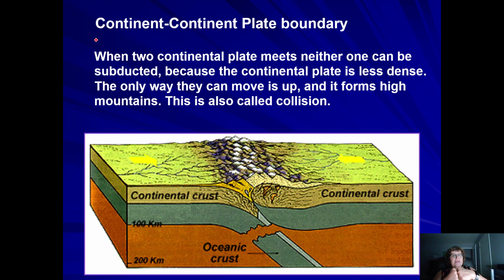I will have a low animation video just after this. So the two continents meet, they both are very light, they cannot go down, so what's going to happen? Yeah, you're right, they will have to move upwards, and this is what we call collision. This is what we call collision. And usually this is how the really high mountains are forming.